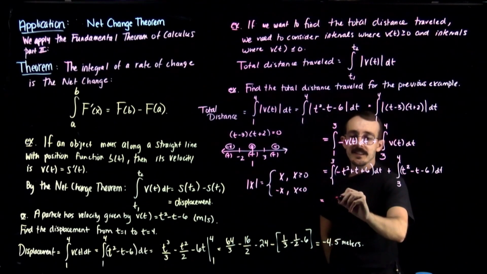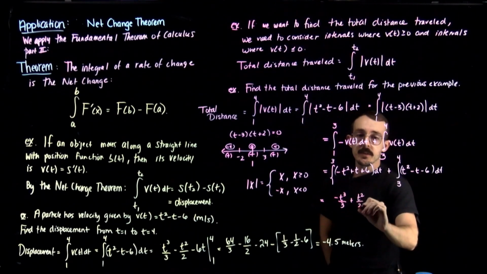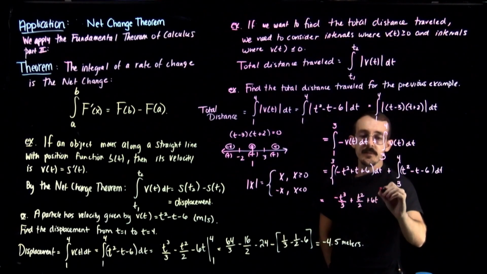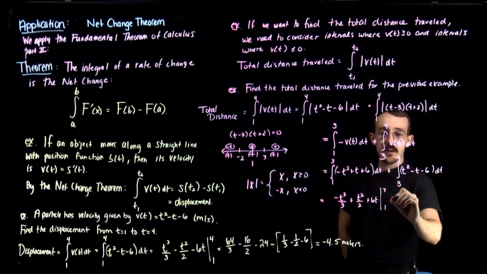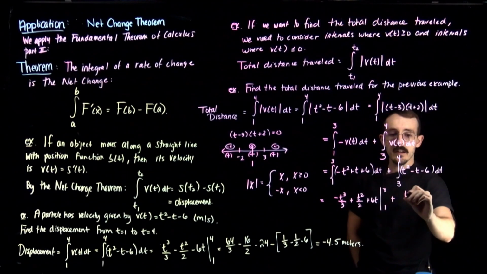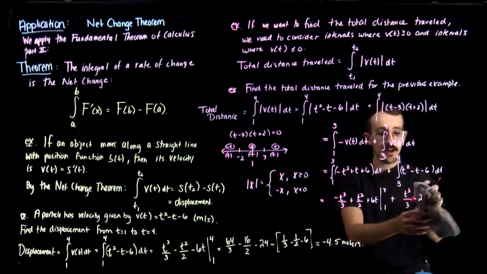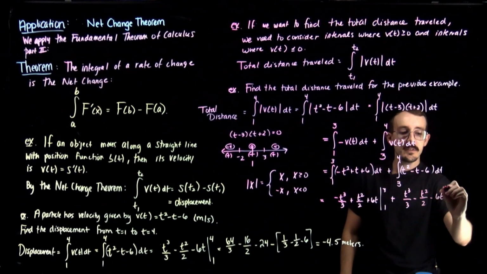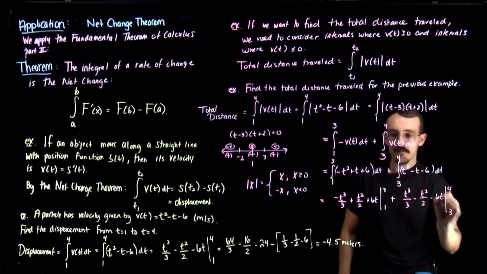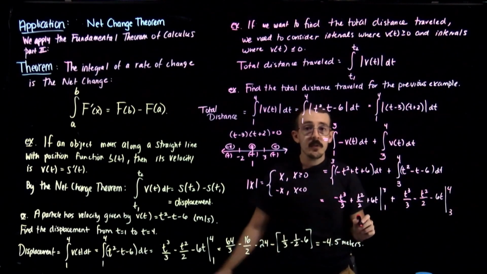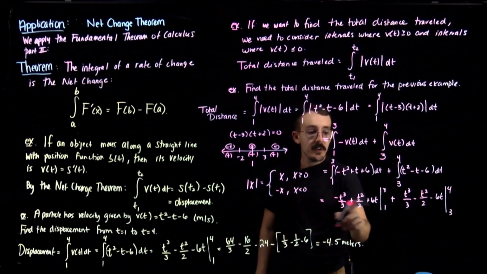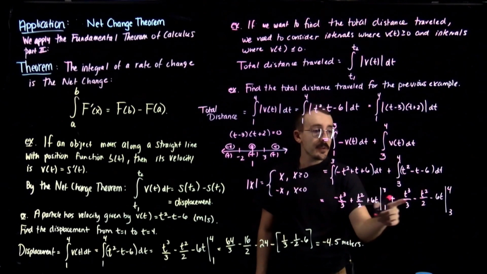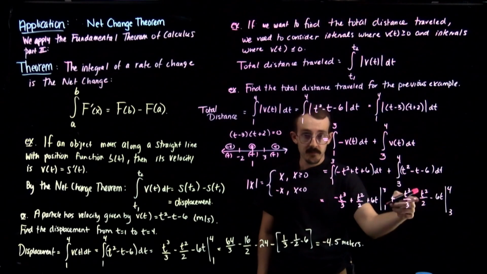So the integral of this is negative t cubed over 3 plus t squared over 2 plus 6t. Evaluate that from 3 to 1. And then plus, this one over here is going to be t cubed over 3 minus t squared over 2 minus 6t. And this one's evaluated from 4 to 3. So what you're going to do here is you're going to plug in 3. You're going to subtract 1. And then you're going to plug in 4. And from that, you're going to subtract evaluated at 3.